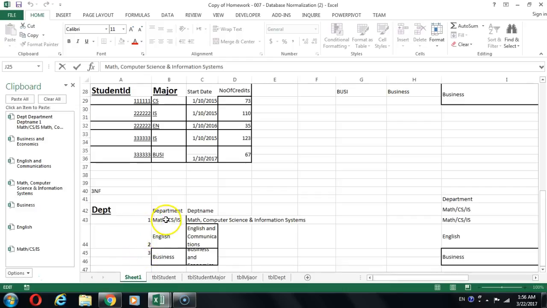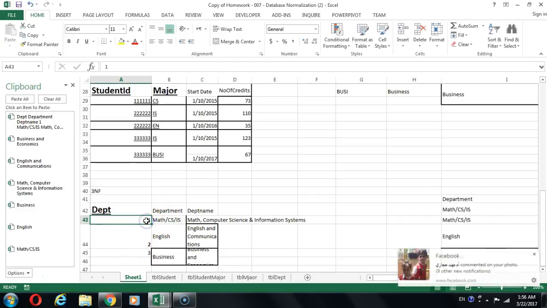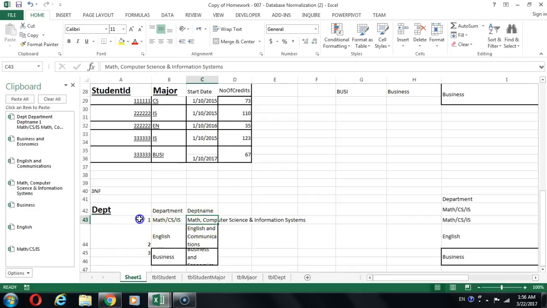We have 3 departments. And this is going to be the primary key, department number. Department name is going to be described here, and it is dependent entirely on the department number. Basically, this is going to make it much easier for us not to enter more than one department name.